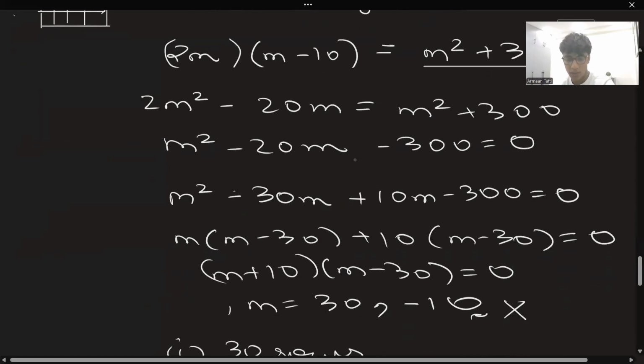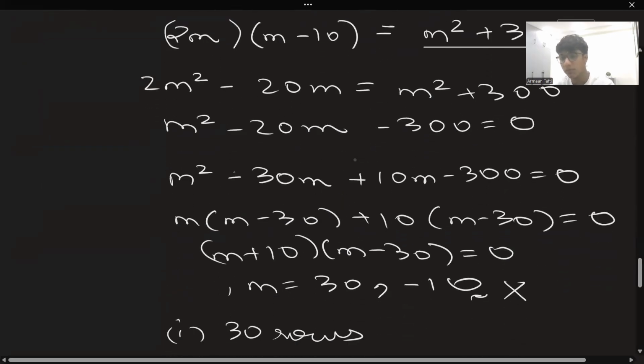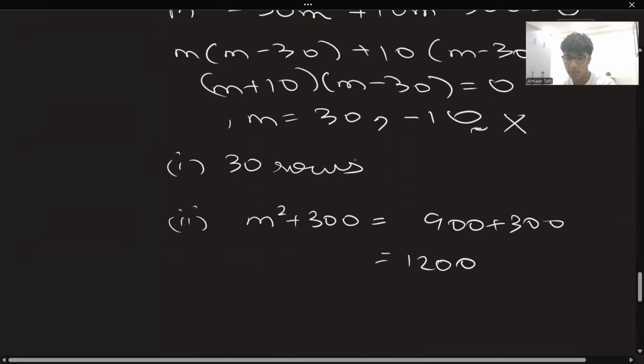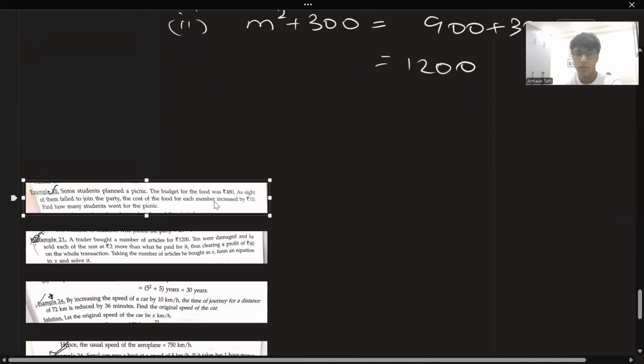You get a negative one as well, minus 10, which is rejected because the number of rows cannot be negative. And then for the second part, the total number is c, which is just m squared plus 300. And there we go. Okay. Now moving on to the next question.